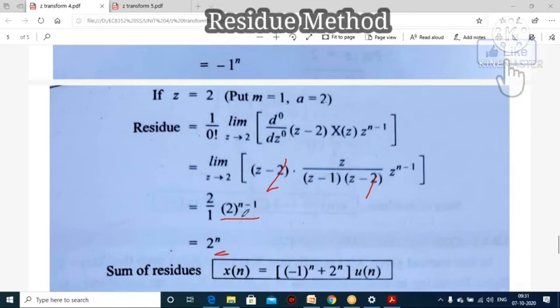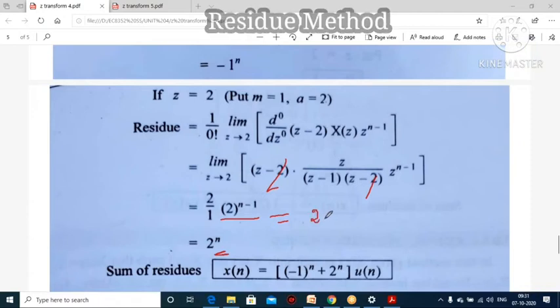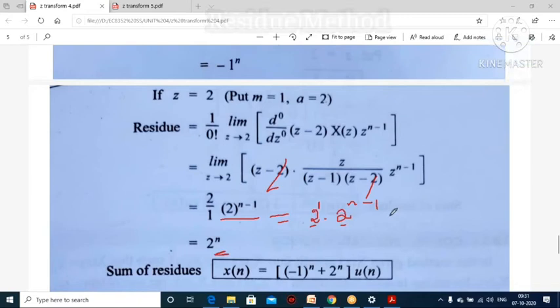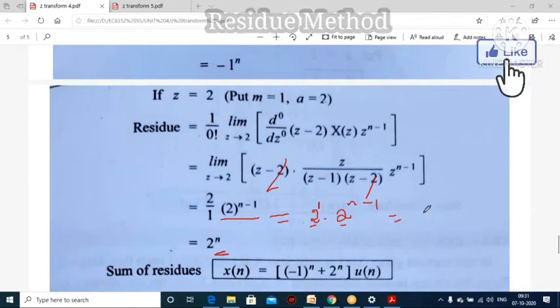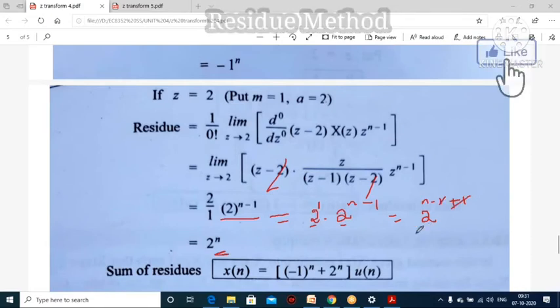Okay. How do I get this answer? 2 into 2 is 4, but you don't put 4 here, because it represents 2 into 2 to the power n minus 1. Here the power is 1, right? So the base is equal, it means you just add the exponent terms. It means 2 to the power of (n minus 1 plus 1). Okay, minus 1 and plus 1 cancel out. So you get only 2 to the power of n. This is how you get this answer, 2 power n.